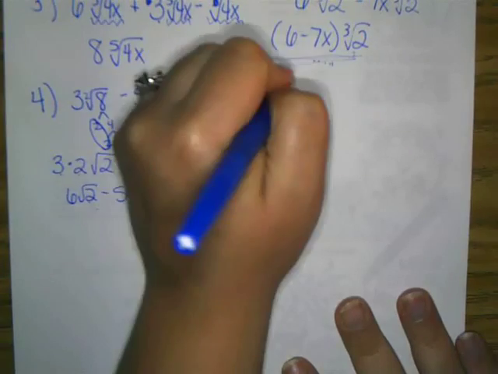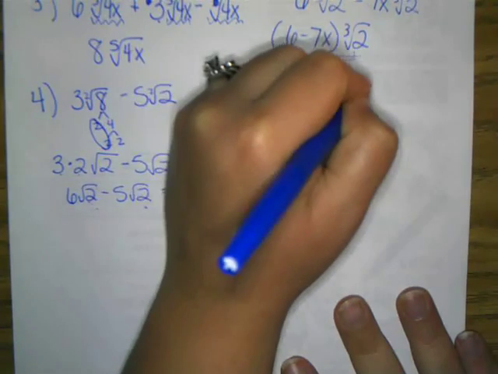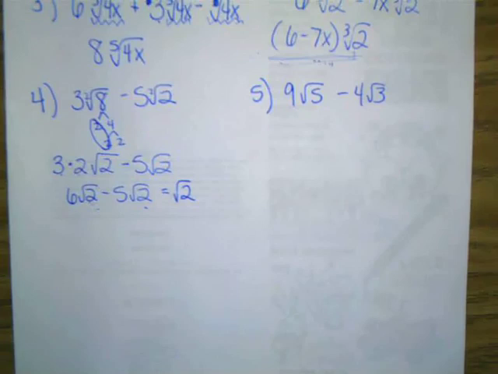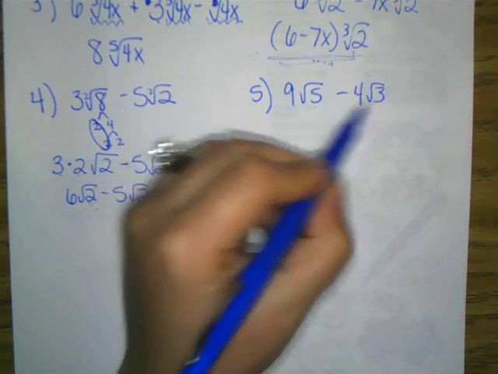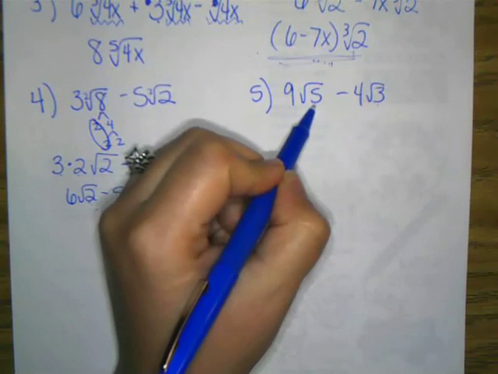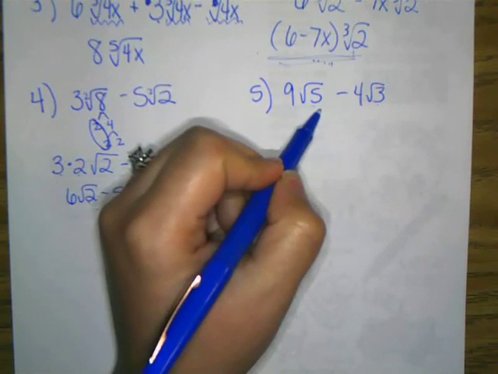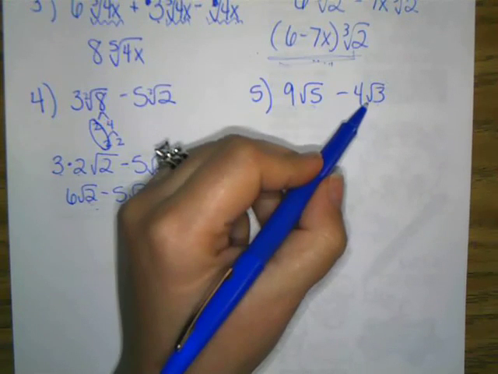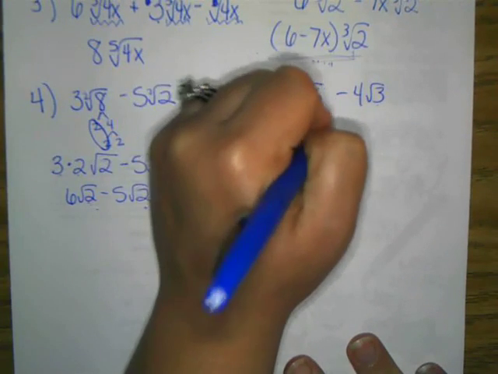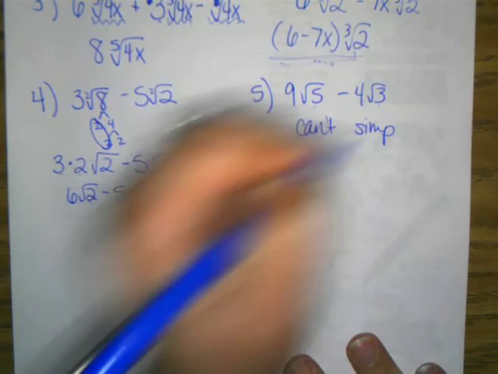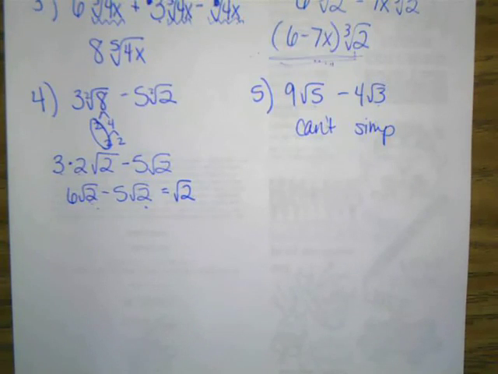So let's look at number 5. What about 9 rad 5 minus 4 rad 3? The indexes are the same, but the radicands are not. Can 5 be factored down? No, 5 is prime. Can 3? No. So here they're not like radicals, so you just can't simplify. There's nothing else you can do. Just leave it alone, and that's a perfectly fine answer to leave like that.